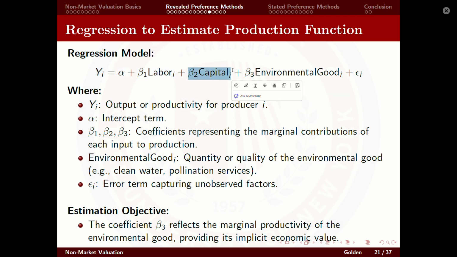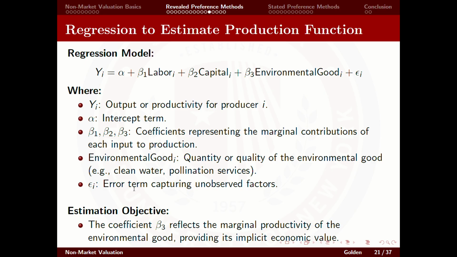Beta 2, capital. So like I said, if you're doing this Cobb-Douglas, you would want to log each of these terms, and you'd want to do a little bit more. You want to take the derivative to find the marginal value, but here beta 2 is just the marginal value. So the marginal value of capital is beta 2, and the marginal value of labor is beta 1. And then beta 3 is the marginal value of the environmental good, which is some quantity or quality of environment, like clean air, pollination services, or forests, contributing to the output of productivity.